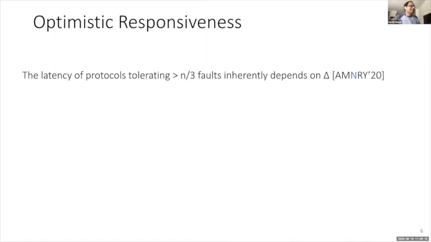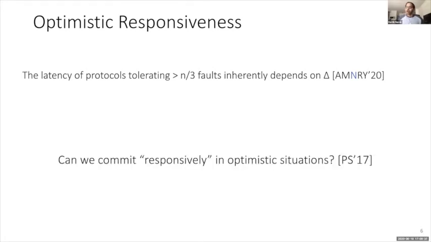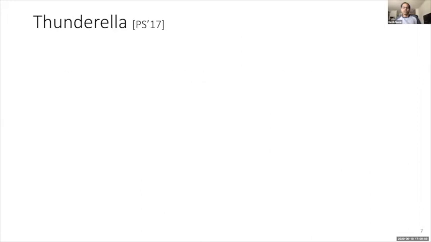However, this holds only for maybe some executions, and there may exist executions where we can actually commit much faster, at a time better than capital Delta, at the latency of the actual network delay. A question we can then ask is, under such optimistic situations, can we commit responsively? Indeed, this was a question asked a few years earlier by Pass and Shi, and they presented a protocol which can make use of such optimistic situations.